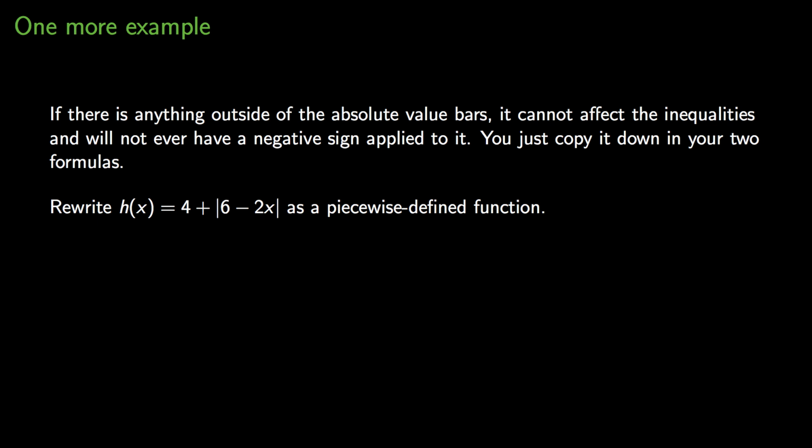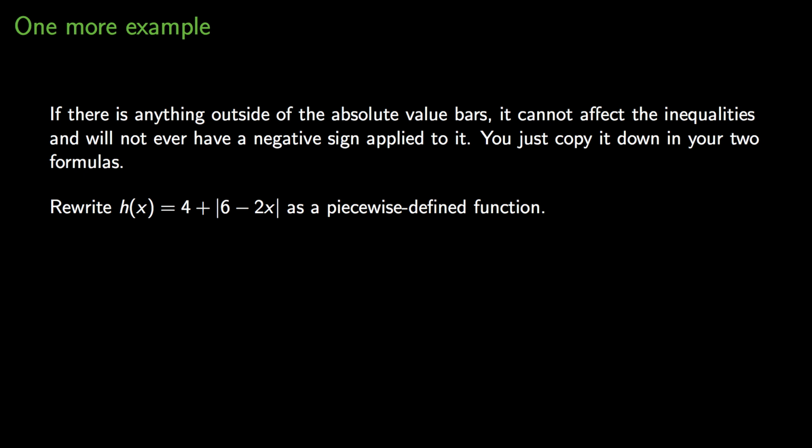I'm going to do one final example, and it shows this more complicated case. If you have anything outside of the absolute value bars, it cannot affect your inequalities, and it will not ever have a negative sign applied to it. You're just going to copy it down faithfully in your two formulas.